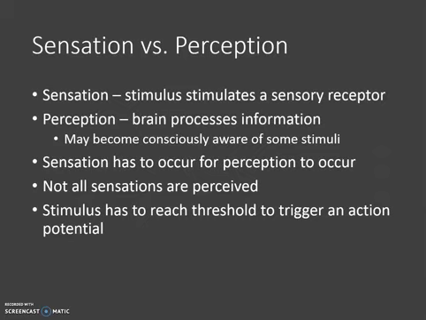Sensation has to occur in order for perception to occur. And the stimulus has to reach a certain threshold to trigger an action potential in the sensory nervous system. So that's why your threshold may be different than your neighbor's threshold. So that's why your neighbor might be able to hear certain sounds that you can't hear or see.